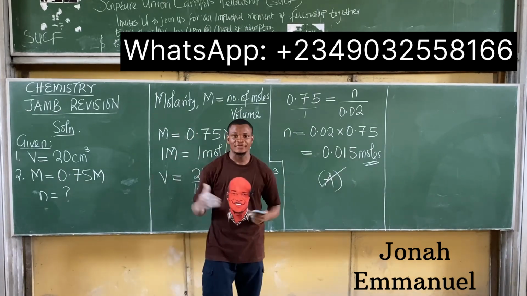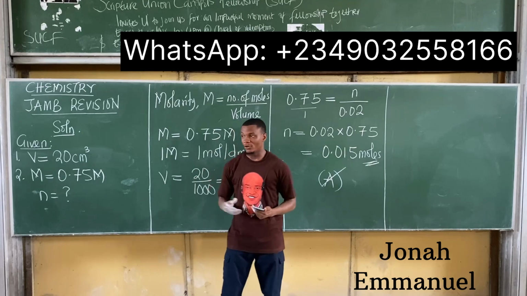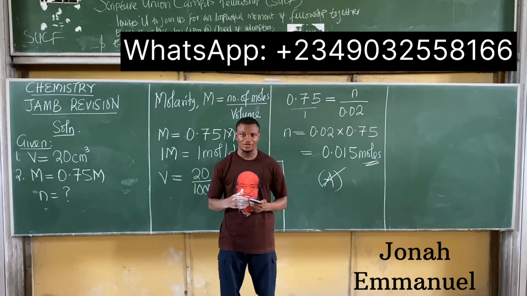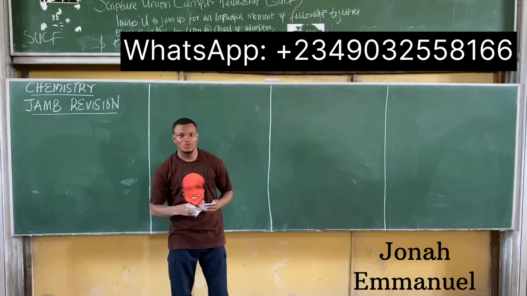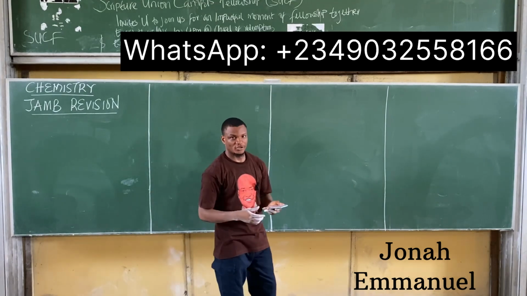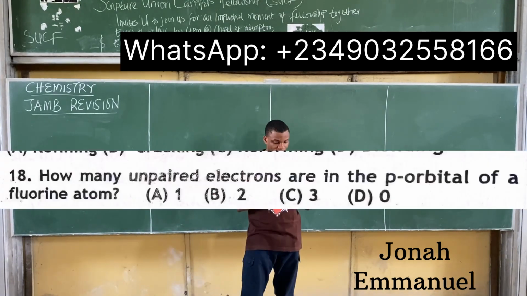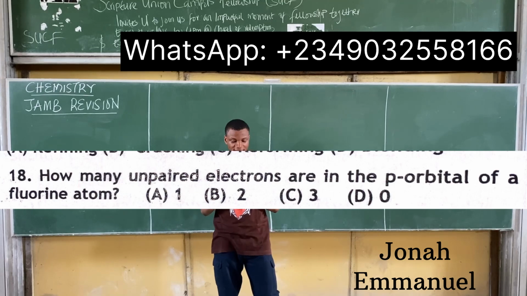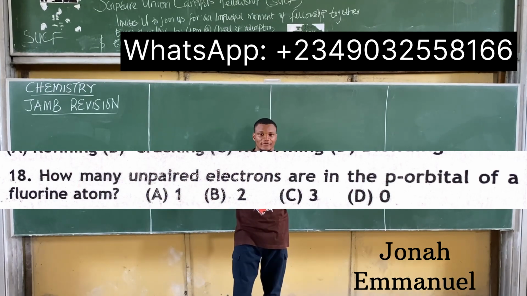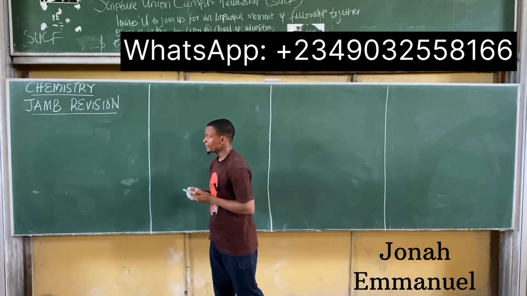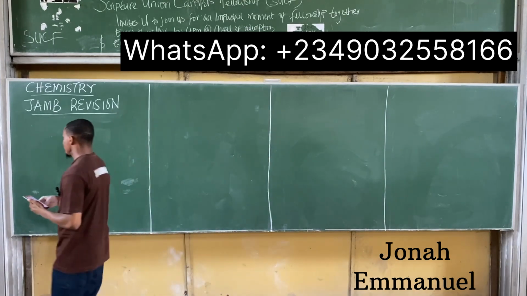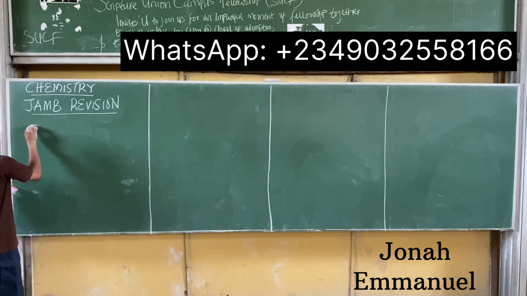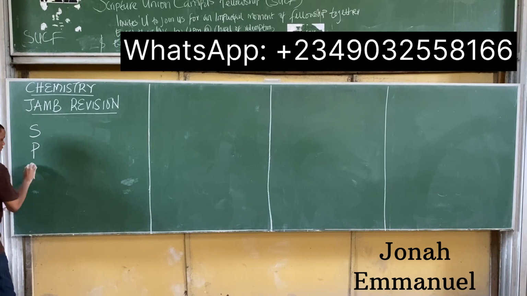All right, let's take a final question for today's JAMB revision. Then look at something else. All right, let's try one more question for our final revision. This question says, how many unpaired electrons are in the p orbital of a fluorine atom? So what do we know? First things first. We know that this question is from the SPDF configuration of electrons.